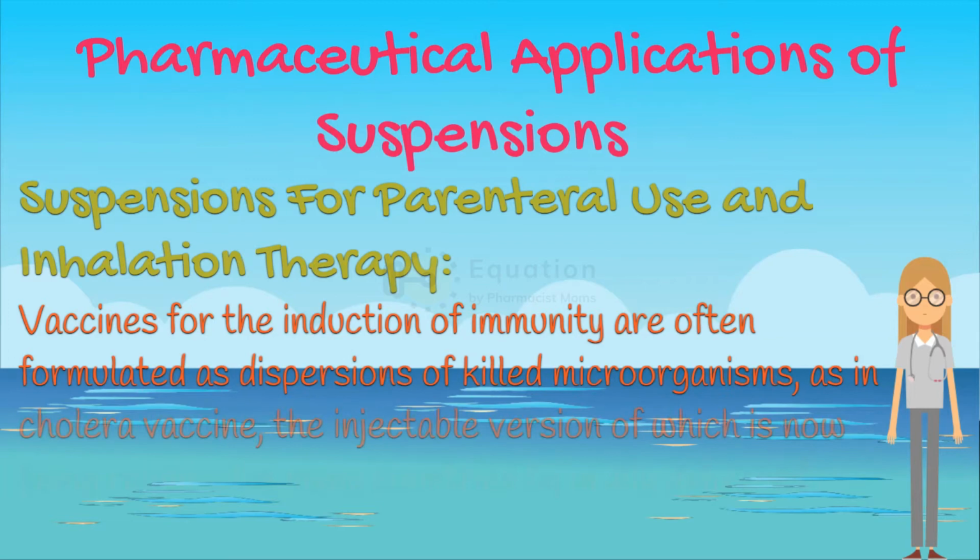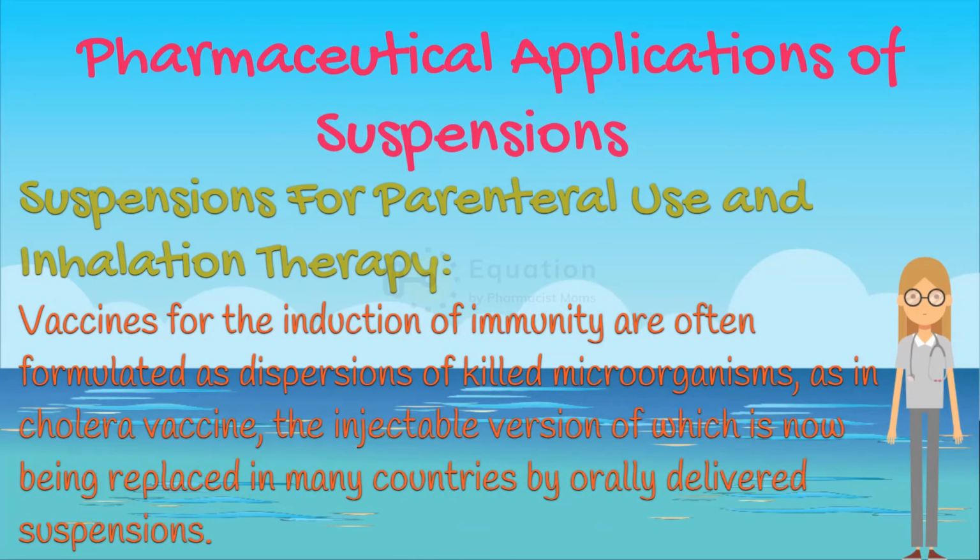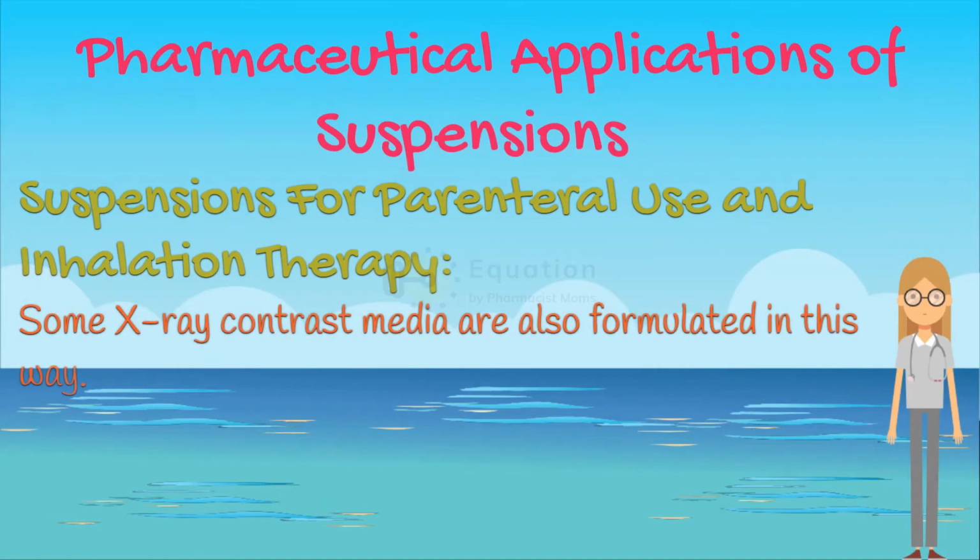Vaccines for the induction of immunity are often formulated as dispersions of killed microorganisms, as in cholera vaccine, the injectable version of which is now being replaced in many countries by orally delivered suspensions. Some X-ray contrast media are also formulated in this way.